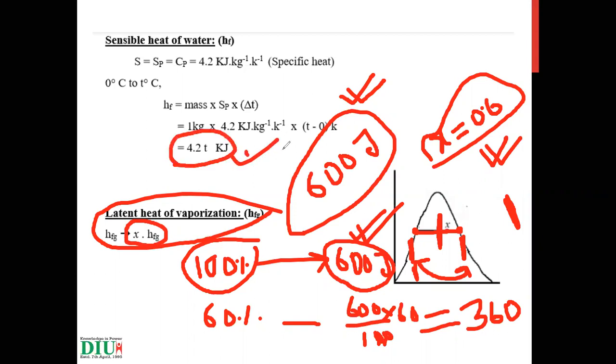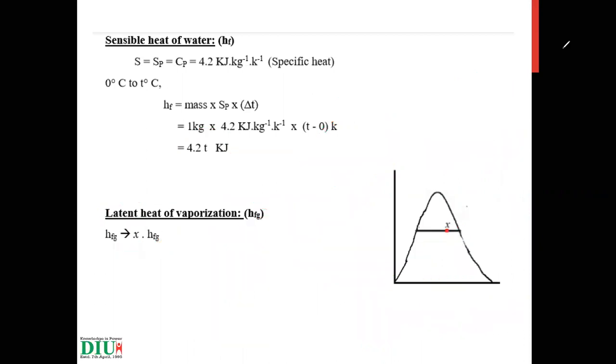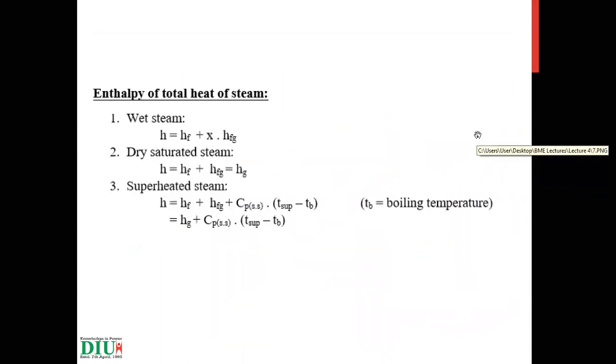Now we will represent the total heat of the system for all three steams: wet steam, dry steam, and superheated steam. Okay, so it will be very easy.